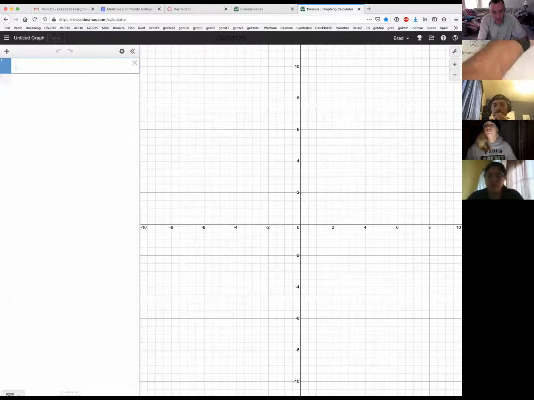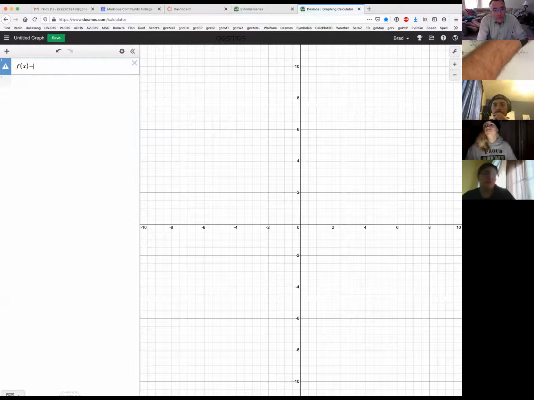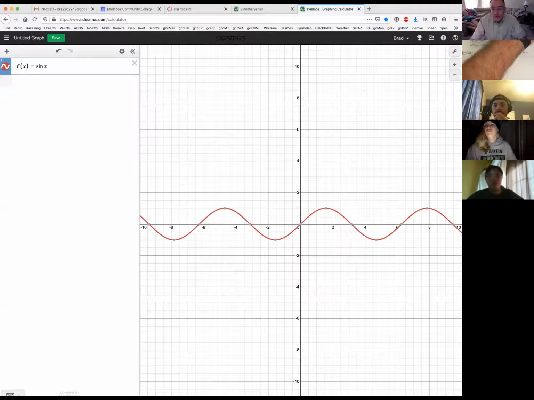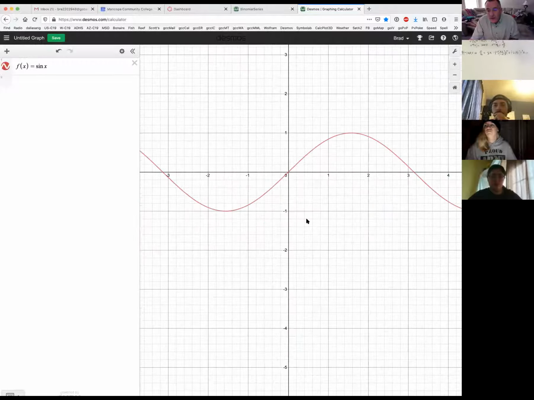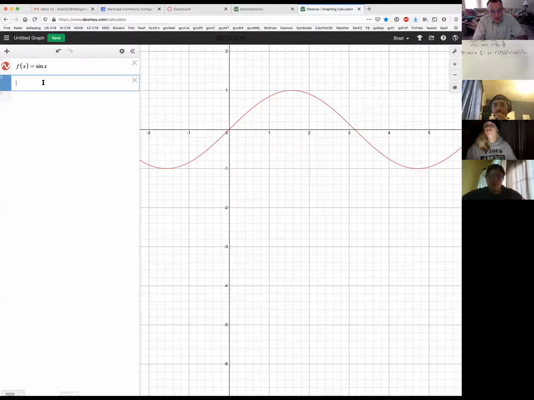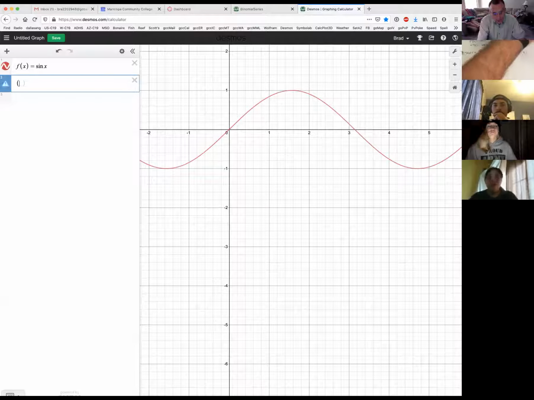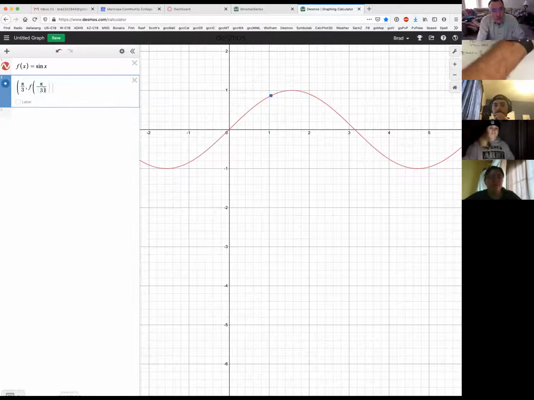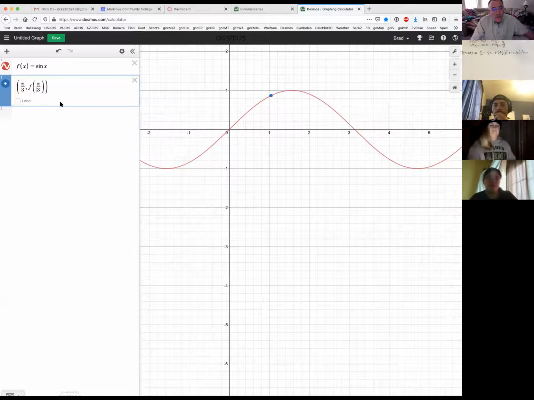So you want f of x is sine x, there it is. And we want to know somewhere near pi over 3. So if you want to put that in there, you can say pi over 3, and then f of pi over 3. So we want them to agree right there. Don't need this parenthesis. Okay, there we go. So this is the point that we're interested in. I just stuck it on there. I'm going to make it red too.